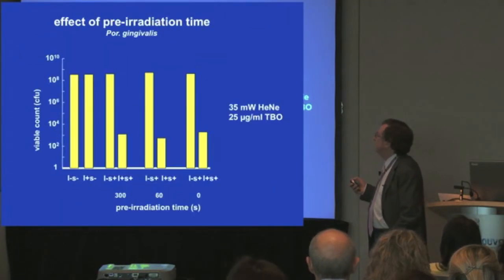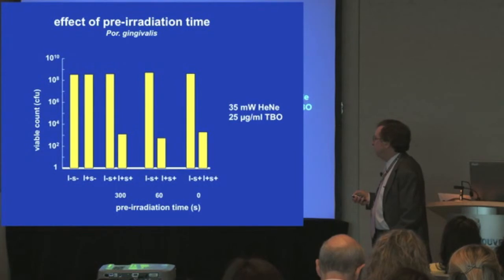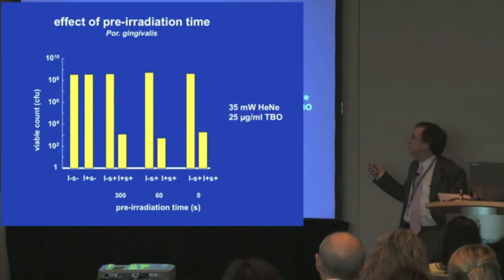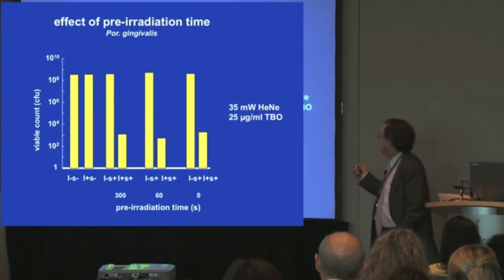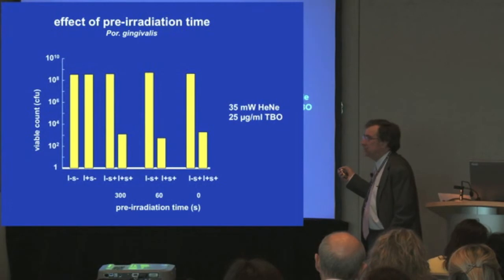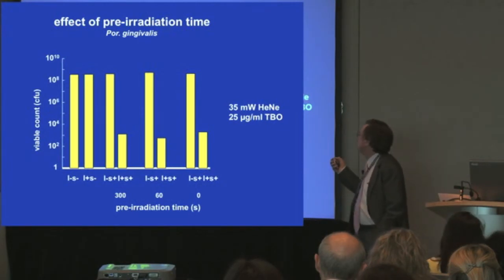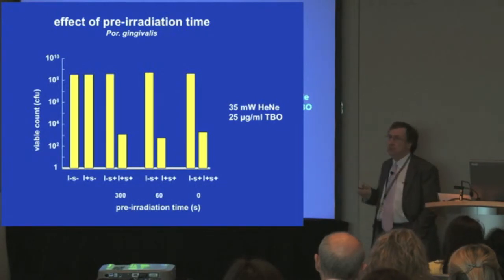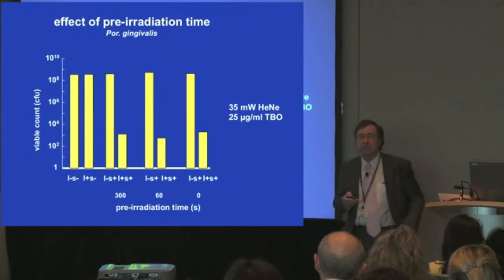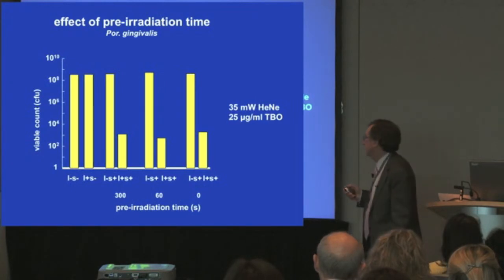This shows the effects of different pre-irradiation times. So in this case, what we did was we exposed the bug to the photosensitizer, in this case toluidine blue, and we're using toluidine blue in conjunction with a helium neon laser, because the peak absorbance of toluidine blue is at 633 nanometers, and the emission band of the helium neon laser is also 633. You must match your photosensitizer up with your light source.